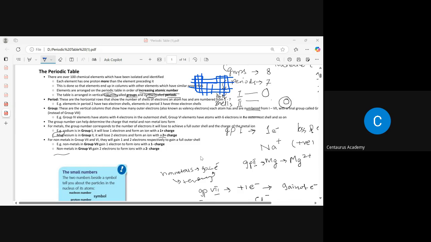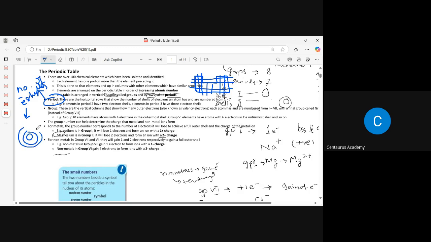Next up, obviously these periods and groups, the horizontal rows and the vertical columns respectively, their numbers are of certain significance. For example, the period number identifies the number of electron shells. So if I say that a particular element is present in period 3 of the periodic table, this tells you that there are a total of 3 electron shells.